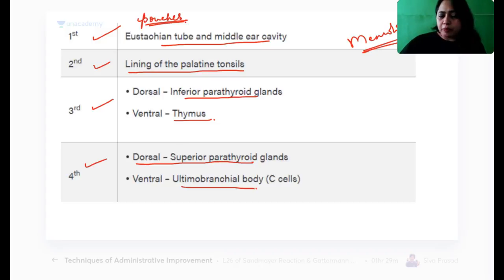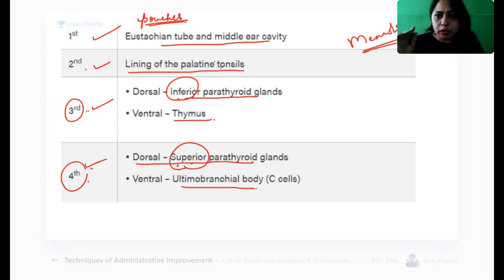So for now, I expect the fourth one and third one, please remember very clearly when it comes to the parathyroids. Fourth one, superior. Third one, inferior. Remember very neatly. And also the middle ear cavity, first one. The tonsil is from the second one. Like this, you have to recall.